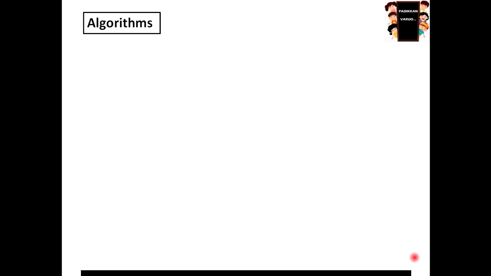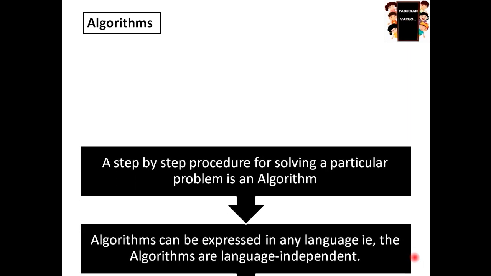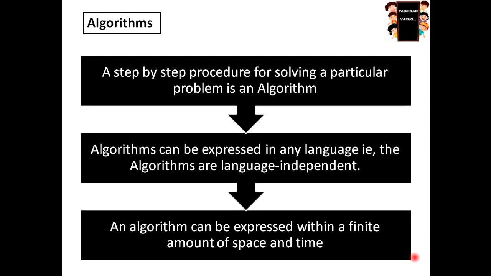So here comes the explanation of algorithm. An algorithm is a step-by-step procedure for solving a particular problem, and the algorithm can be expressed in any language. The algorithm can be written in English, Malayalam, Hindi, or in any programming language like C, C++, etc. The main goal of an algorithm is that programmers should understand the concept. The programmers should easily understand the basic idea behind a particular program with the help of an algorithm. So algorithms are language independent.